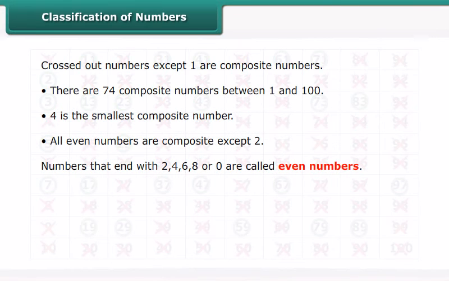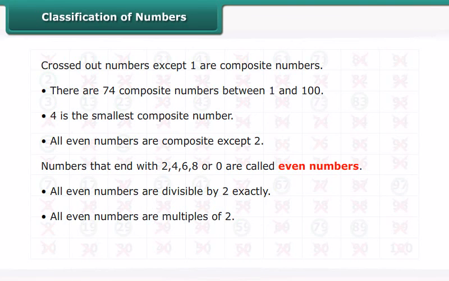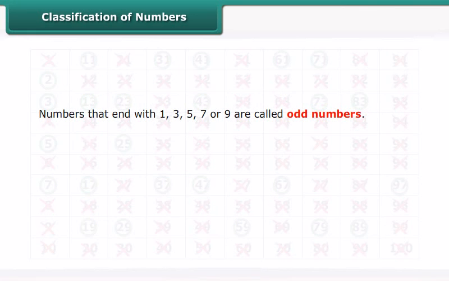Numbers that end with 2, 4, 6, 8 or 0 are called even numbers. All even numbers are divisible by 2 exactly. All even numbers are multiples of 2. All even numbers except 2 are composite numbers. Numbers that end with 1, 3, 5, 7 or 9 are called odd numbers.